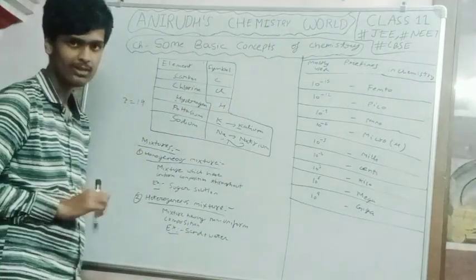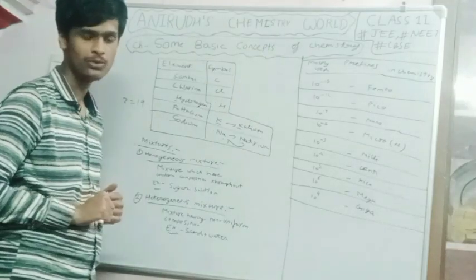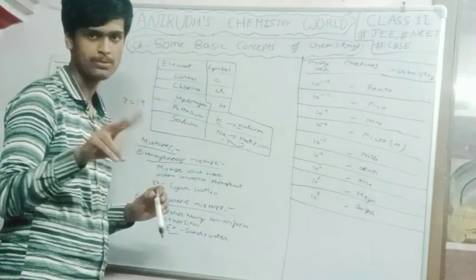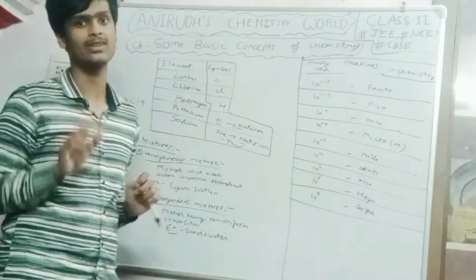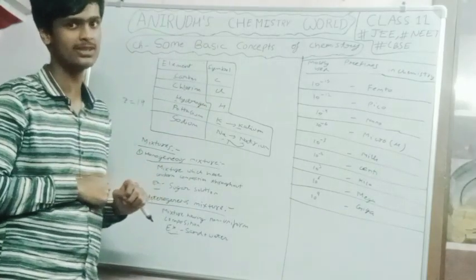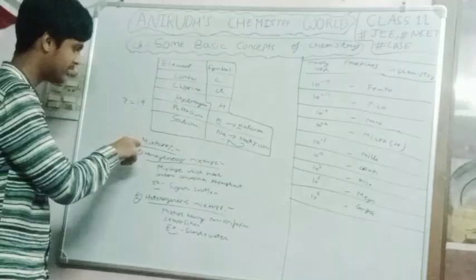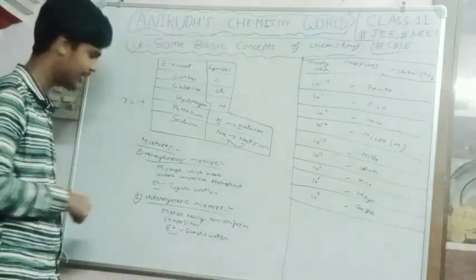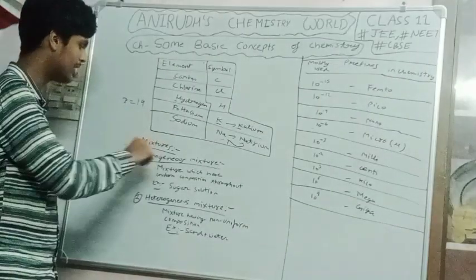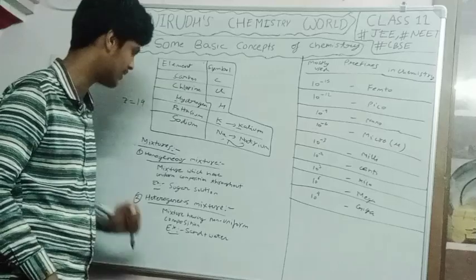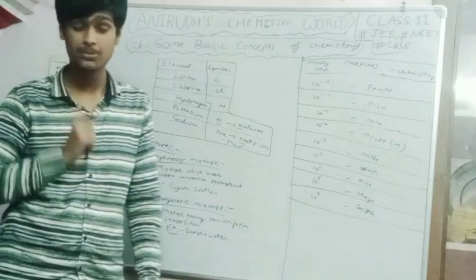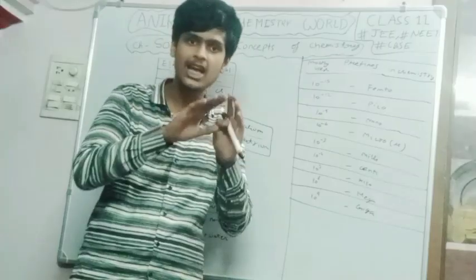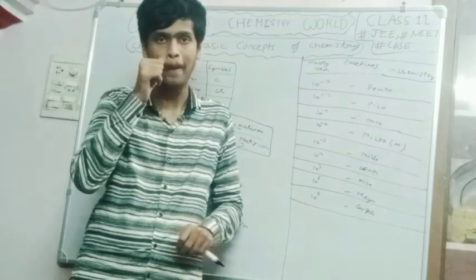Now mixtures. In the introduction I told you that matter is divided into pure and impure, and in impure we have mixtures. We have two types of mixtures: heterogeneous mixture and homogeneous mixture. The first mixture is the homogeneous mixture. What is a homogeneous mixture? The mixture which has uniform composition throughout.